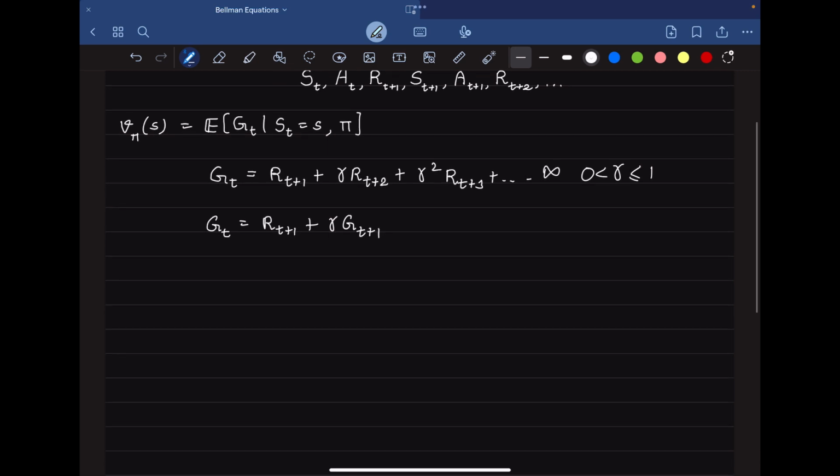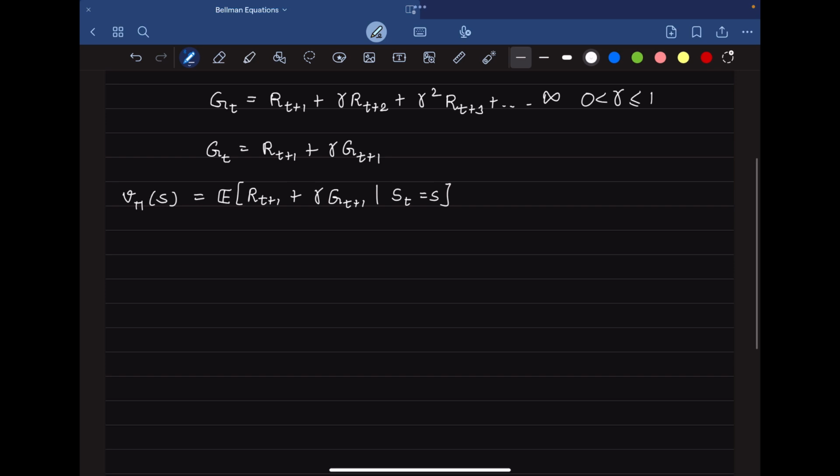So let's substitute this expression in the original state value function, and then therefore our state value function will be equal to what? V_pi(s) is basically equal to the expected value of R_{t+1} plus gamma times G_{t+1}, given that we start in the state small s at time step t. I'm going to omit the policy pi from now on for simplicity, right? So now, because of the properties of expectation, we can simply write this as expectation of R_{t+1} given S_t is equal to s, plus gamma times the expected value of G_{t+1} given that S_t is equal to small s.